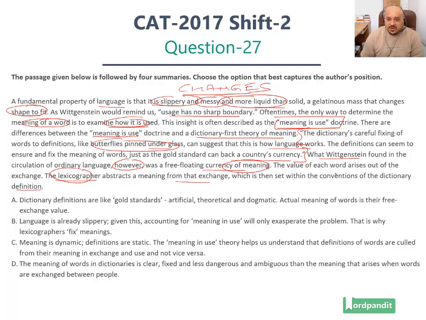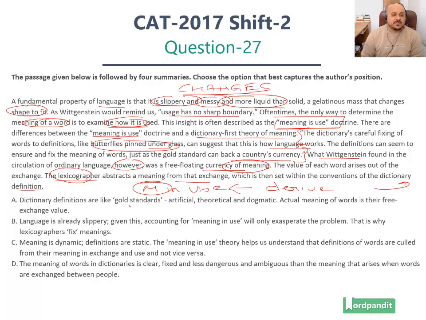So if you think carefully, how do we arrive at meanings in a dictionary? We arrive at them by identifying the meanings in use. I'm using short form M for meanings. So the meanings in use are used to derive the dictionary definitions. So if you think carefully about it, and this is an inference that you can make, the dictionary definitions would also change over a period of time as the meaning in use changes for that particular word. Now let's look at the answer options.